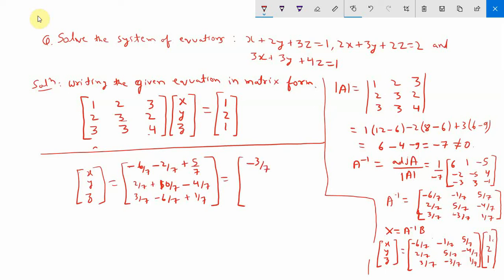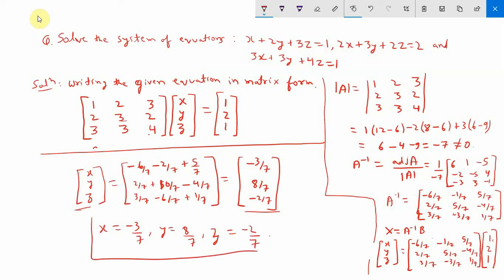Second row will be 2 plus 10, 12 minus 4, so it will be 8 by 7, and third will be 3 by 7 plus 1, 4 minus 6, so minus 2 by 7. So when we compare this xyz with this one, we will get x equal to minus 3 by 7, y equal to 8 by 7, and z is equal to minus 2 by 7. So this is our required solution. Okay friends.